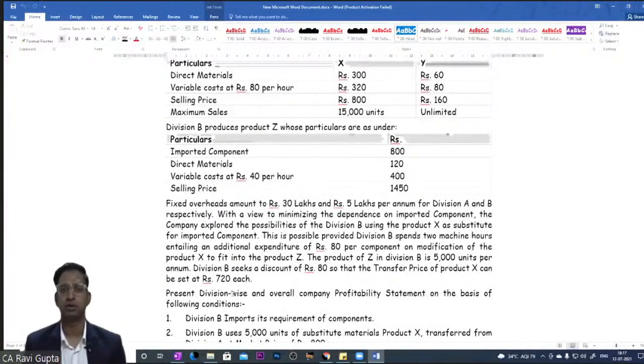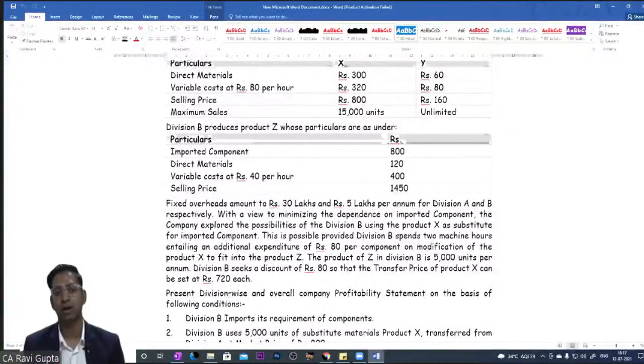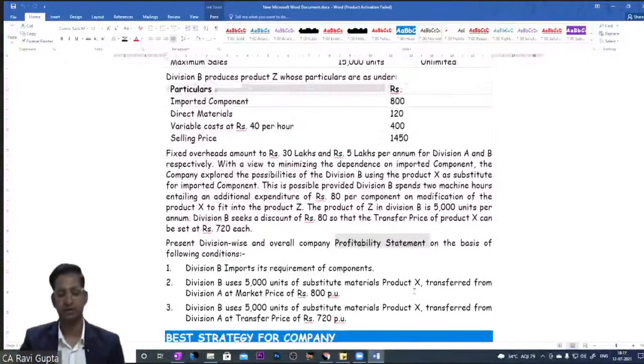See, in a previous question we learned how to calculate minimum and maximum transfer price. Here we will be learning how to calculate division-wise and overall company profitability statement on the basis of the following condition. We need not calculate minimum and maximum transfer price. They have already been given to us, and the transfer price has been mentioned here. We need to only prepare a division-wise and overall profitability statement.